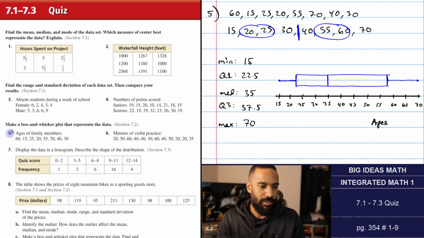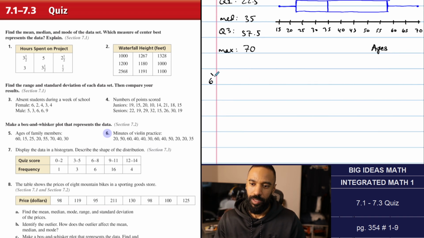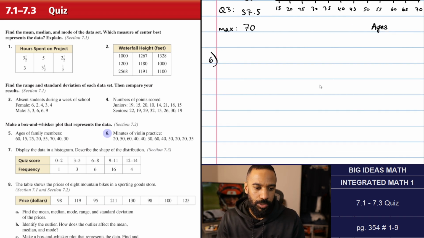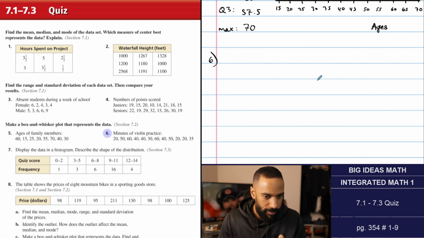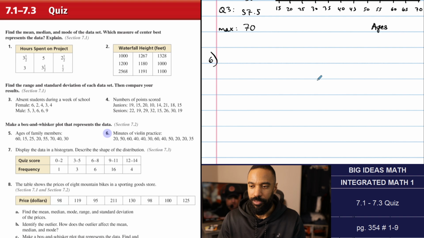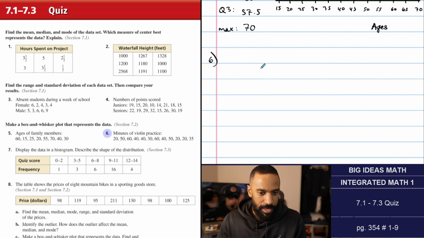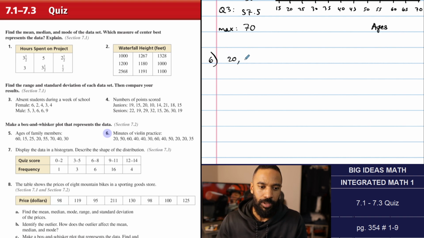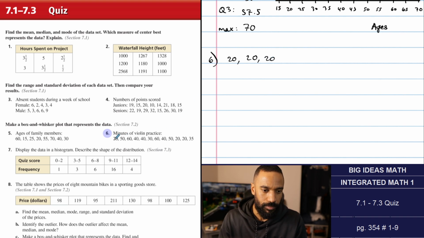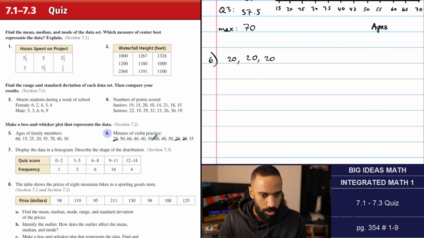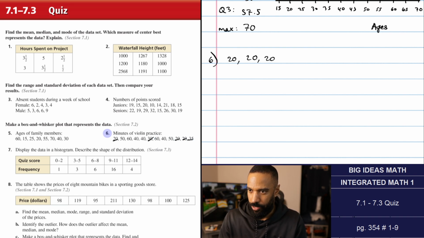Okay, number 6, minutes of violin practice. This time I will not copy down the data, but I will be using it to write out 1, 2, 3, 4, 5, 6, 7, 8, 9, 10, 11, 12. There are 12 bits of data. Let's find the mins and go from there. They're all by increments of 10. It looks like 20 is the smallest, and there's several of them. 1, 2, 3 20s. Oh, there is a 35 there, so I don't want to overrule that. So I got a 30, and then the 35.